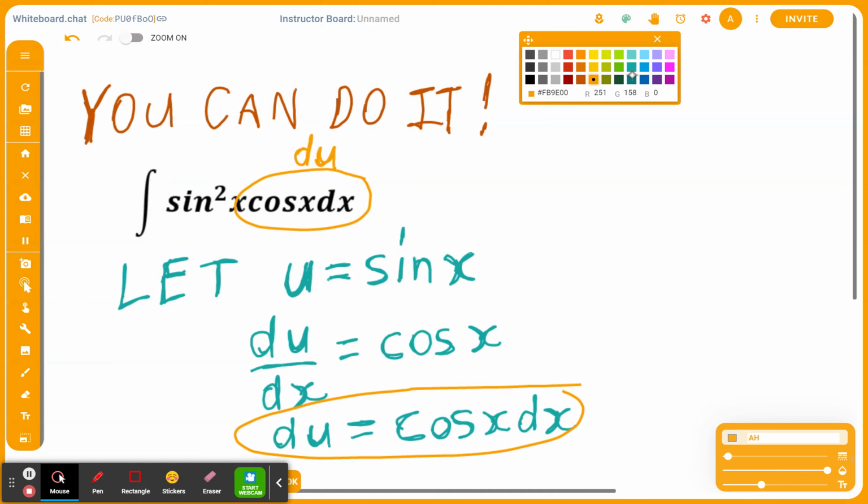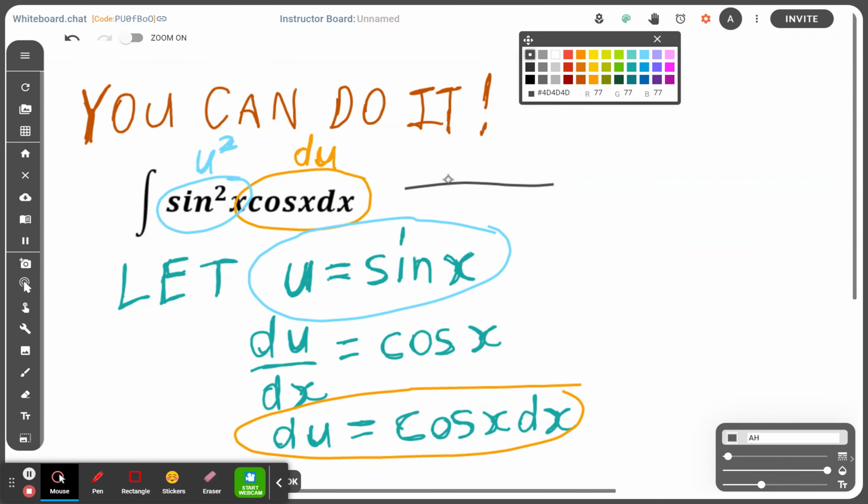And likewise, let's switch to another color again. This part, sin x, is going to be u. So sin x squared is going to be u squared. Now, if I go back, this means I can express the entire question as the integration of, instead of sin x squared, u squared, and you're going to integrate this with respect to x.